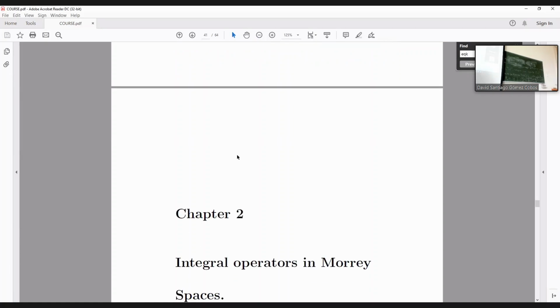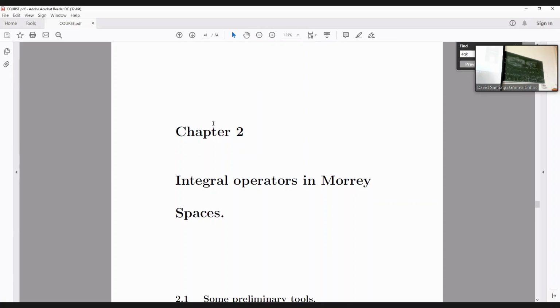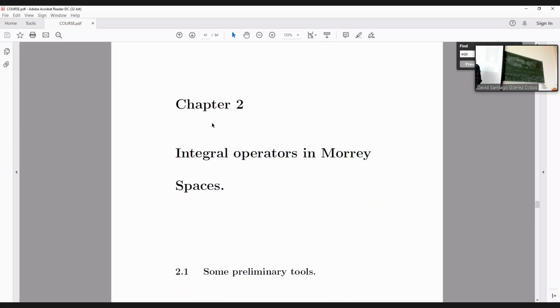and we can have local regularity results. How long time do I have? Now I have time because I have a quarter. Okay, perfect.